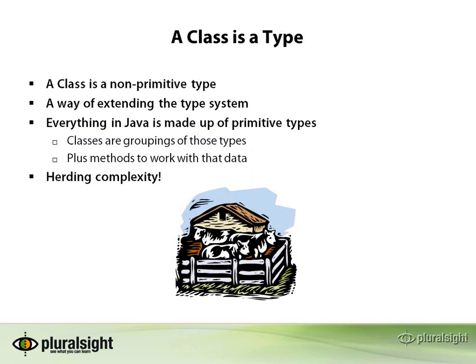So another way to look at a class, getting even more into the technical details of what a class is in Java, is that it's a type. A class is a non-primitive type. What I mean by that is we had covered primitive types before: integers, the decimal representations of floats and doubles, and a Boolean, characters. A class is none of those.